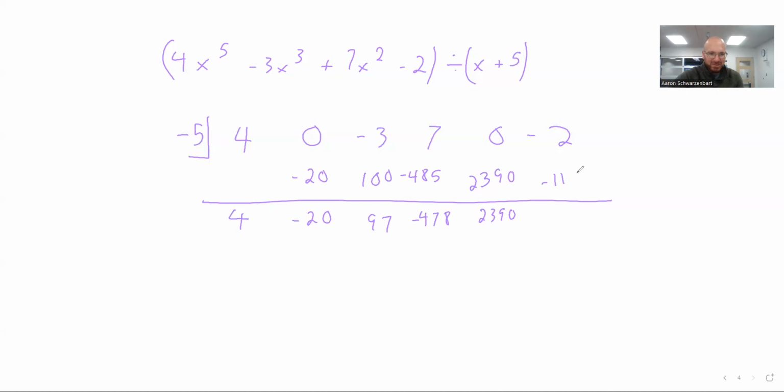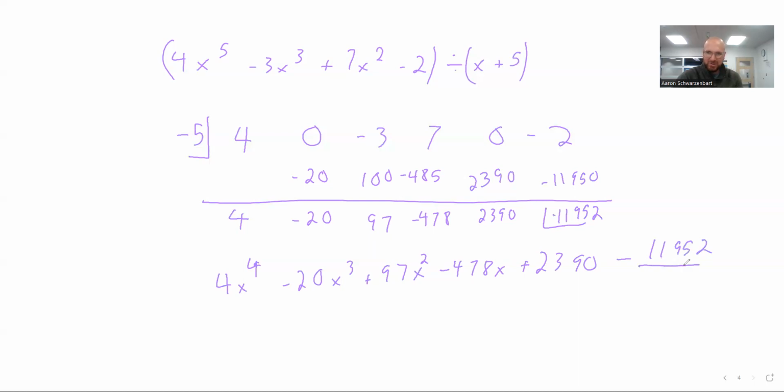negative 11,950. Negative 11,952. So what is the quotient? 4x to the fourth minus 20x cubed plus 97x minus x squared minus 478x plus 2390 minus 11952 over x plus 5. So again, starting with what I divided by.